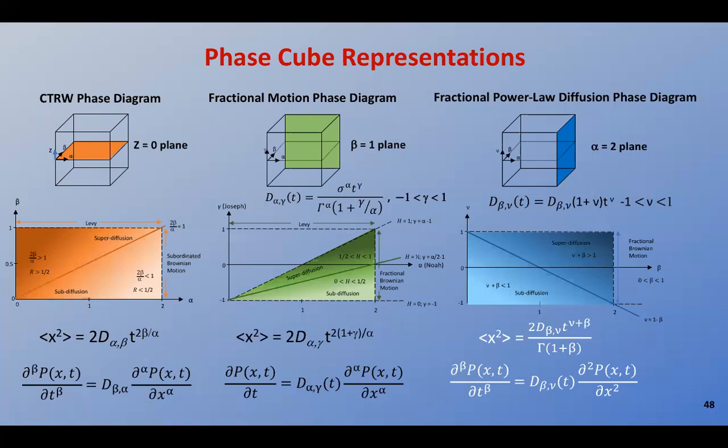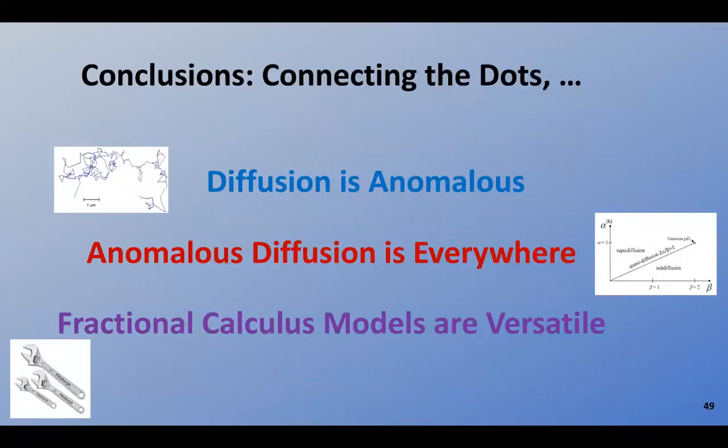So anyway, in conclusion, connecting the dots here before my computer goes away. Diffusion is anomalous. Anomalous diffusion is everywhere. And fractional calculus models are versatile.